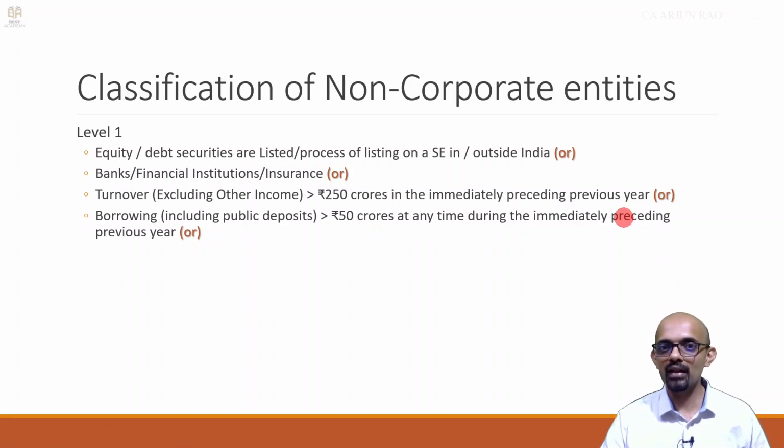So we have to analyze all the 365 days of the year ended 31/3/24. Any day if the borrowing balance was more than 50 crores, then for the year 31/3/25, it will be a level 1 entity. Okay. So for borrowing, it is any time during the immediately preceding previous year. And this borrowing should include public deposits. Remember, for turnover there is an exclusion, for borrowing there is an inclusion.